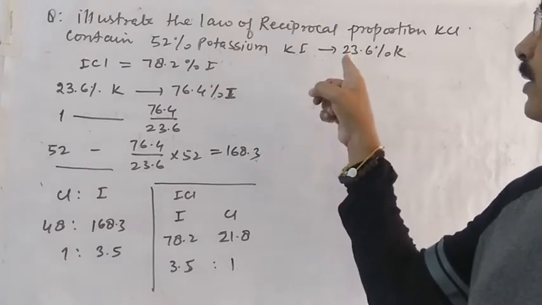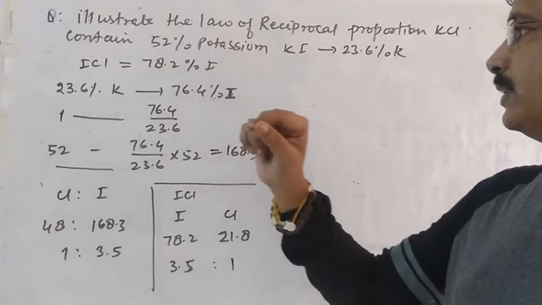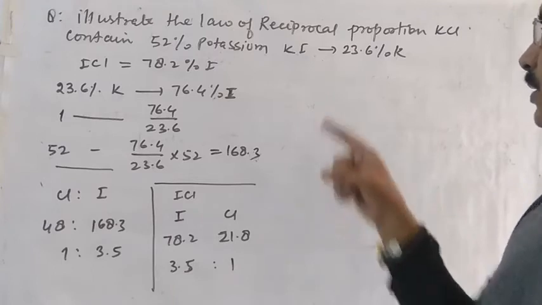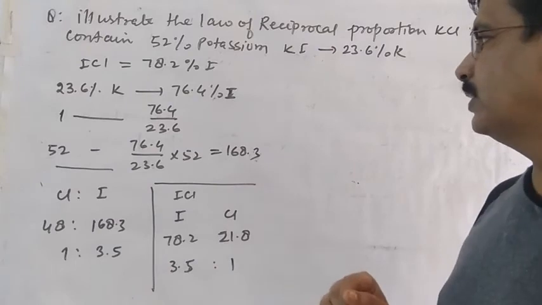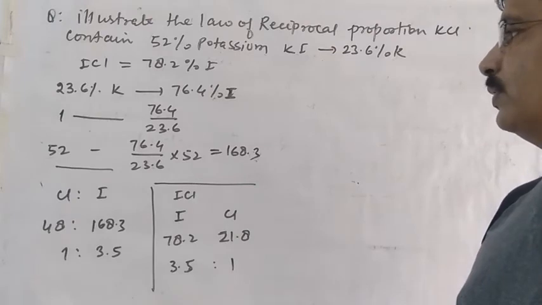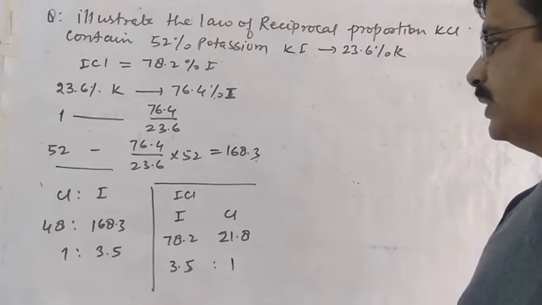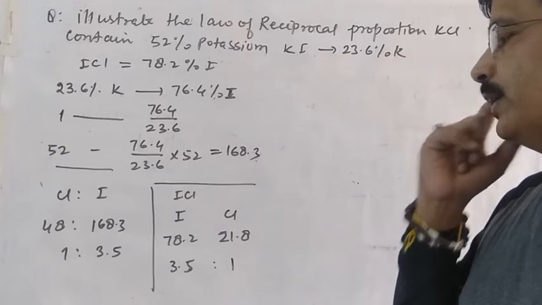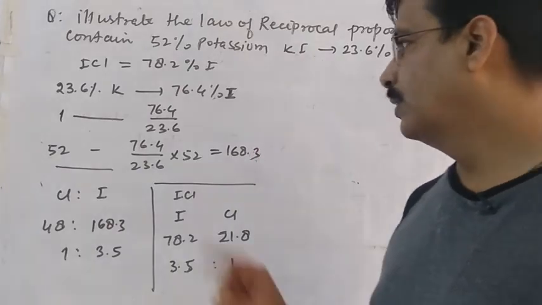Now here we see that 23.6% is a lower weight in comparison to that one. So 23.6% potassium reacts with 76.4% iodine. How can we find out? 100 minus 23.6 is 76.4. So for 1%, it is 76.4 upon 23.6. Given is 52%, and that comes to 168.3. Clear? 168.3. So here we get the weight of iodine.